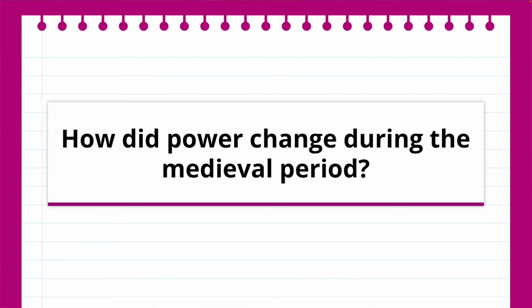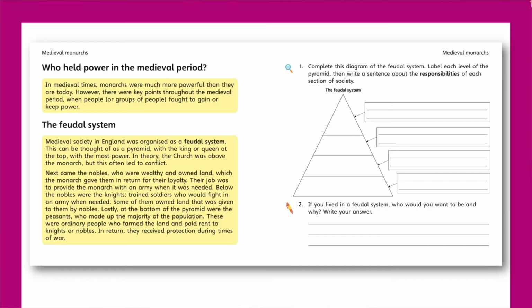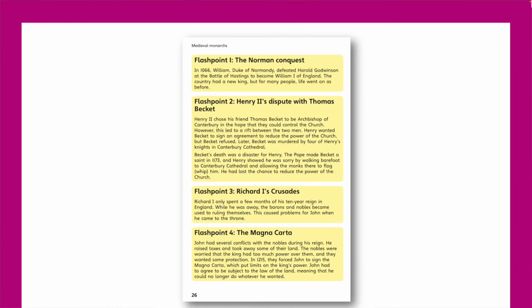Lesson 5 asks, how did power change during the medieval period? A key historical skill is understanding abstract concepts like power and how individuals and events can influence where it lies. We often focus on these major people and events. However, pupils will be introduced in this lesson to the feudal system, allowing them to recognise that for the vast majority of people, life continued on largely unchanged. 4 key flashpoints will be revised and discussed.